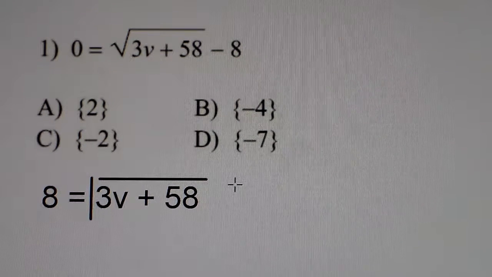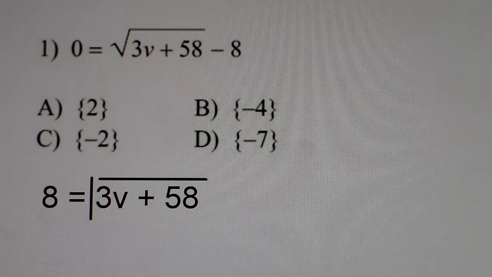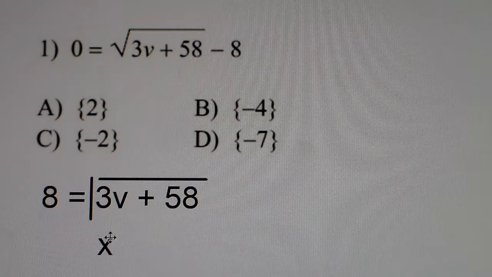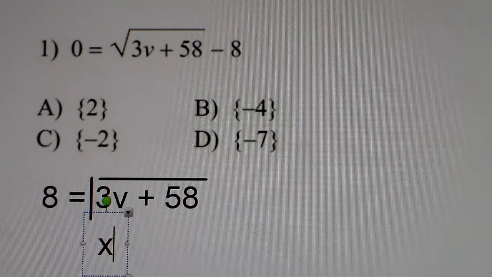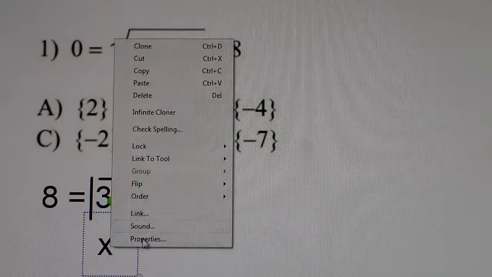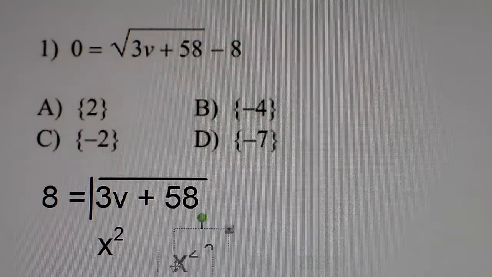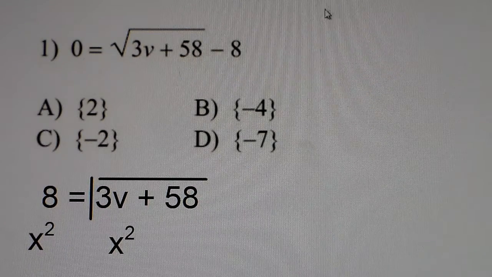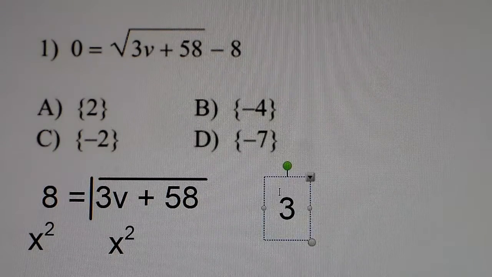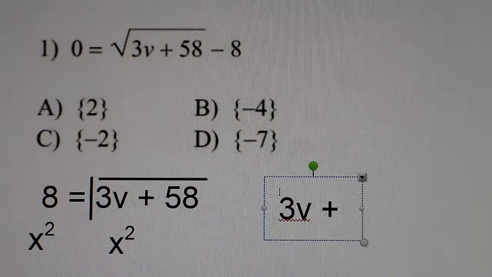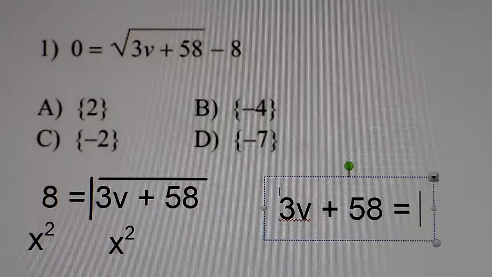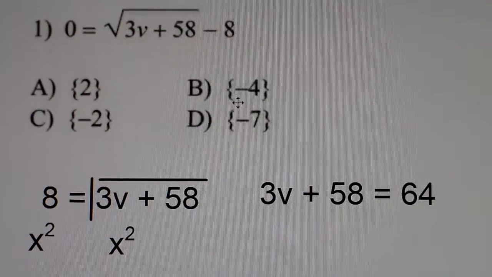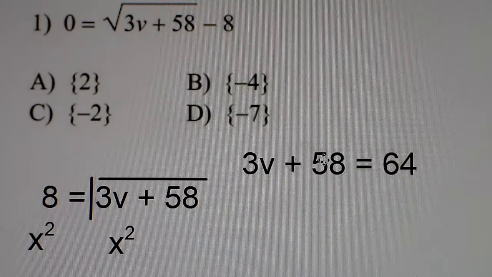Now to get rid of the square root, we have to square both sides. I normally put the x squared symbol to remind myself. When you square a square root, it's just the inside that comes out. So we're going to have 3v plus 58 is equal to, well, 8 squared is 64. So we have 3v plus 58 equals 64.